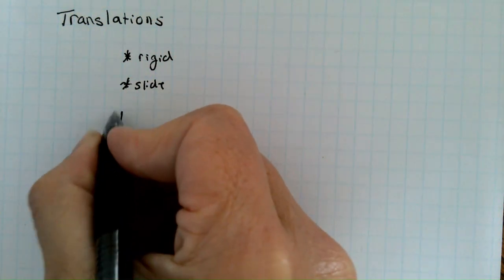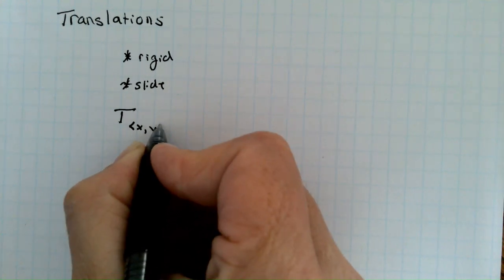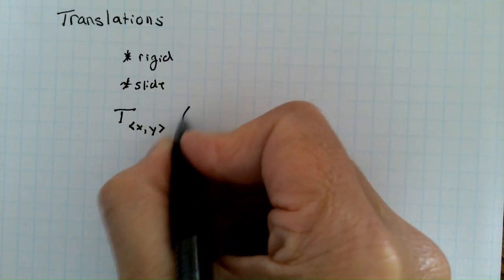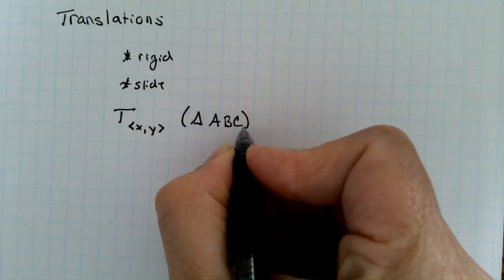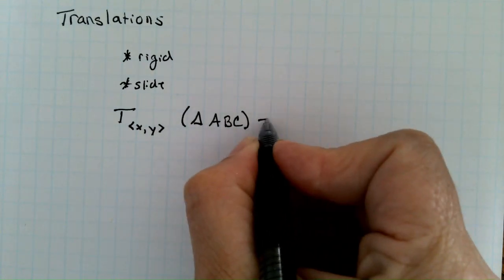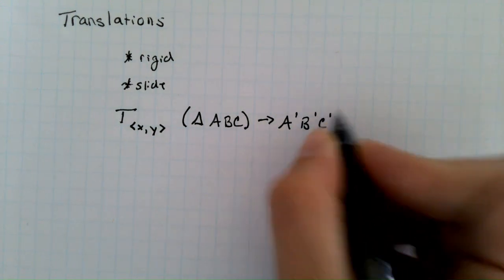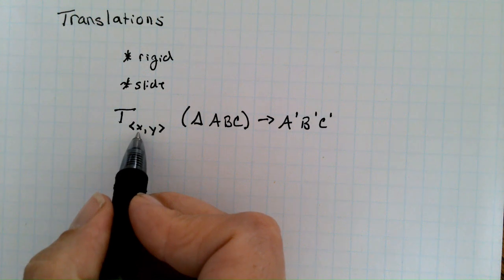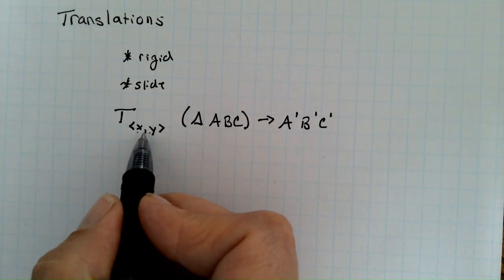So they might use T for translation, and then X, comma, Y. And then they'll give you a triangle or another shape, ABC. And that's how you will go ahead and get your image. If X is positive, if this number is positive, you're moving it to the right. If it's negative, left. Y, if it's positive, you're moving it up. If it's negative, you're moving it down.